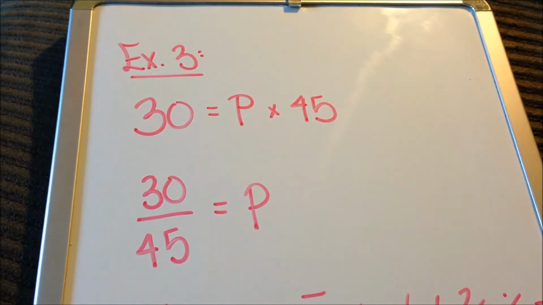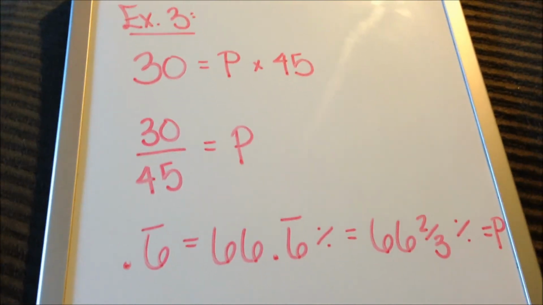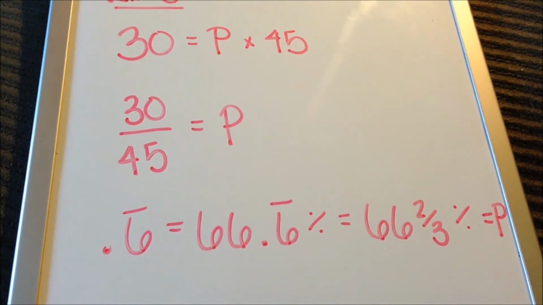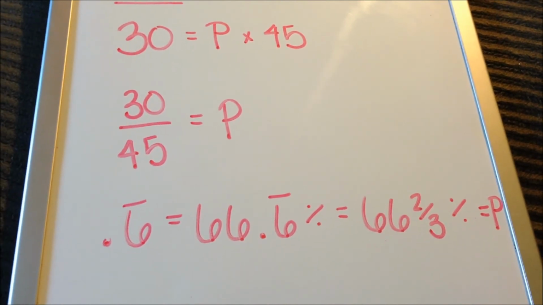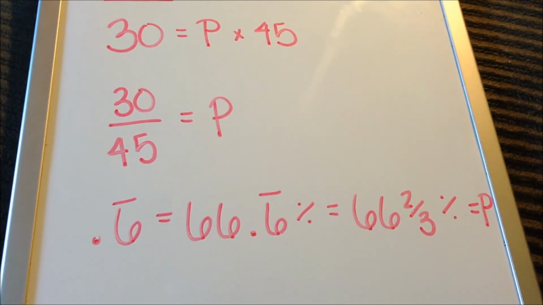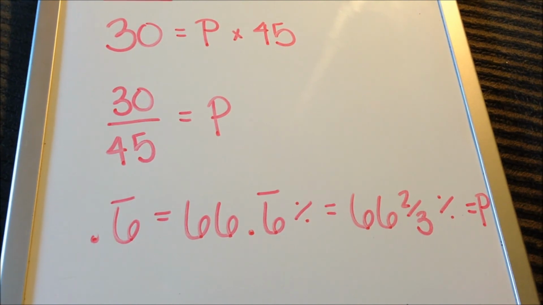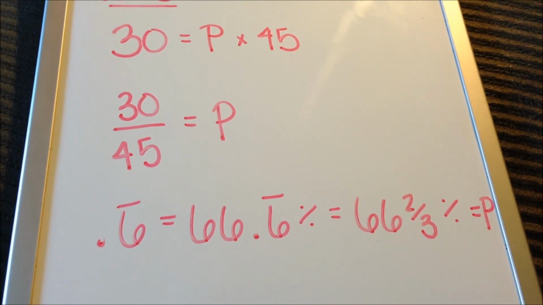When you type 30 over 45 into your calculator, you get 0.6 repeating. To convert it to a percent, move the decimal point 2 places to the right, so you get 66.6 repeating percent. And remember, 0.6 repeating is 2/3, so our final answer is 66 2/3%.